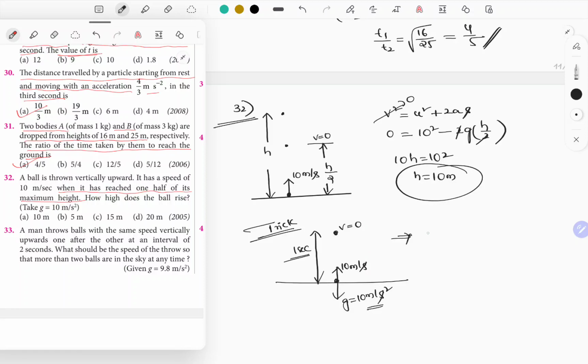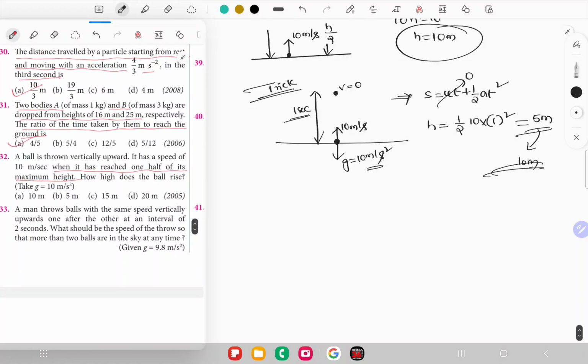So here, s is equal to ut plus half at square. We can use this formula. ut is equal to 0, s is equal to h. I took it as plus h as the object is moving upward. So 1 by 2 into acceleration due to gravity, 10, into t square. Within 1 second, what is the height it can travel? It can travel h is equal to 5 meters. So this is the maximum height it can go when you throw the object with initial velocity 10 meter per second. But they said this maximum height is half of the total maximum height of the object, so it is going to be double of that. It is going to be 10 meter. That is the answer.